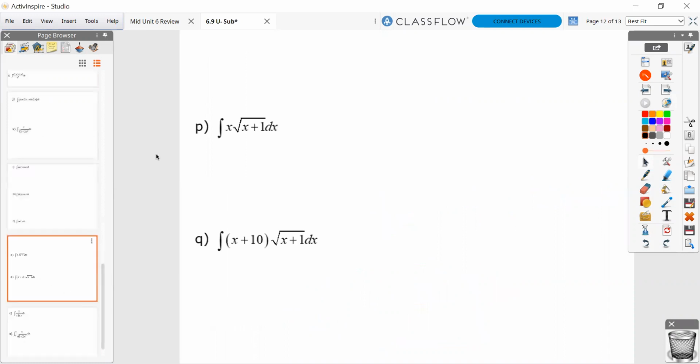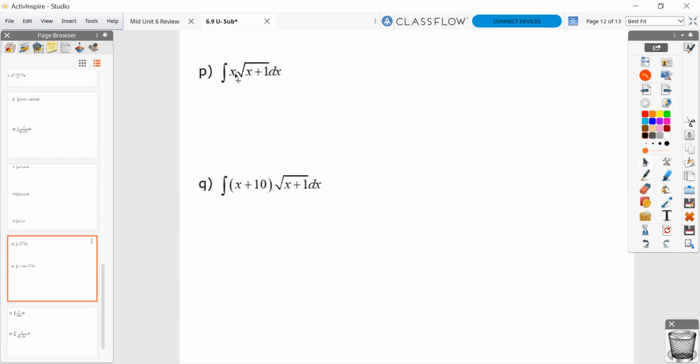Got a couple more. These ones are big with the square roots. Square roots are super important, and we're going to talk about how we might be able to solve this using some u-sub in general. Try it out. See if you can tackle it. If you can't, come back.